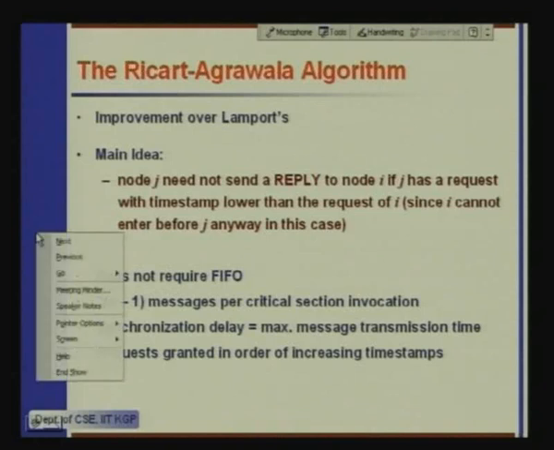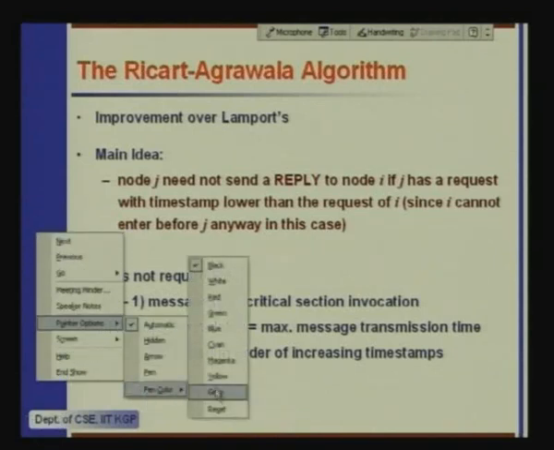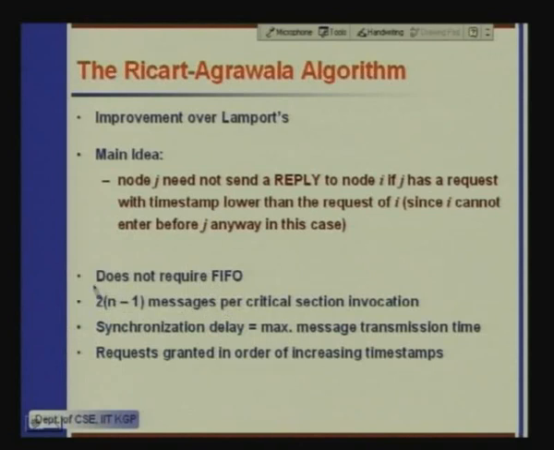Now, this is an important thing. This algorithm does not require FIFO channels, okay. It does not require FIFO channels. So, a node will enter the critical section when it has got reply messages from all other nodes, okay. At any point of time, if there is any other node which has a smaller timestamped request, then that node will not reply, okay. So, the other nodes will not be able to enter the critical section.